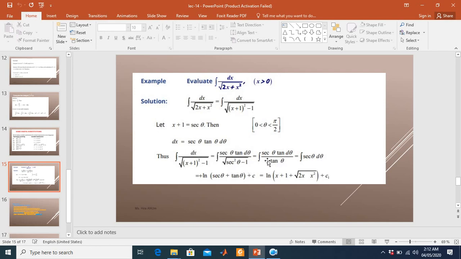Then the function becomes integral secant theta tan theta over tan theta d theta. Tan theta will be cancelled. Integral secant theta d theta equals ln of secant theta plus tan theta plus c. Finding the values of these functions from here and here, it becomes ln of x plus 1 plus radical 2x plus x square plus c.